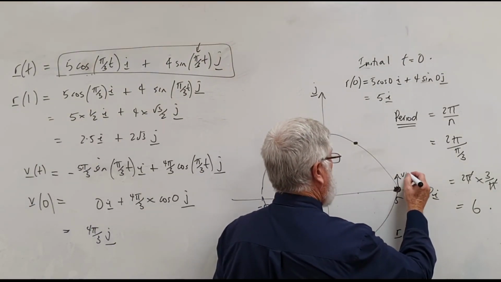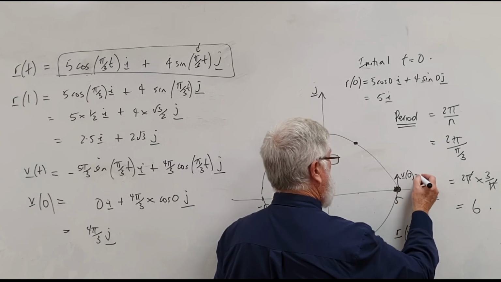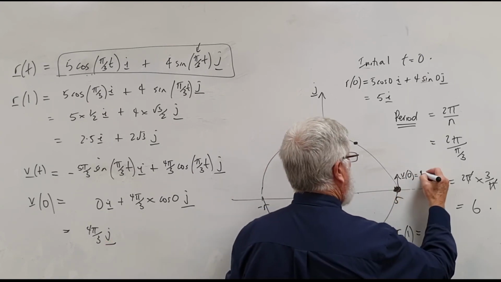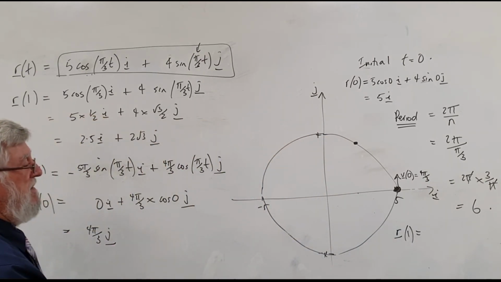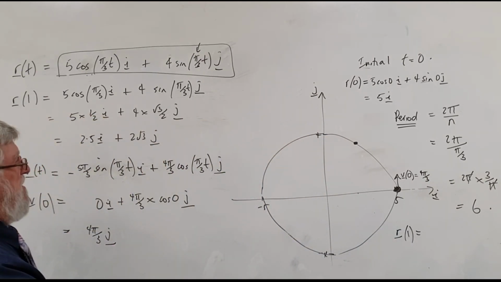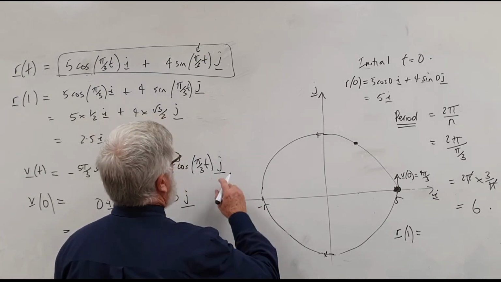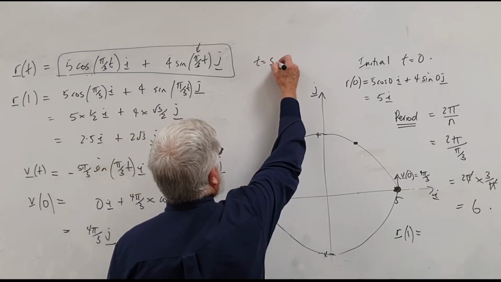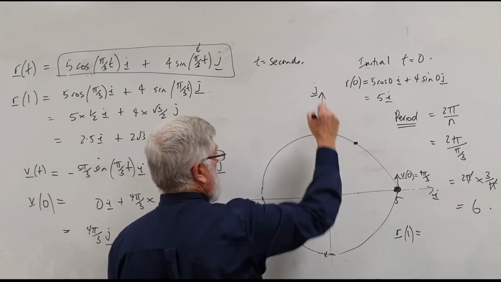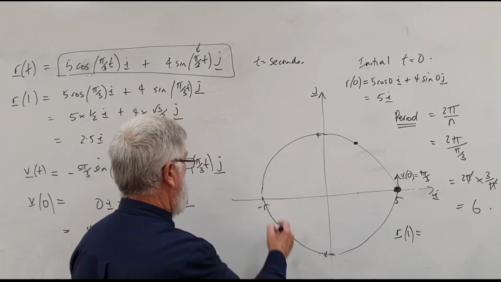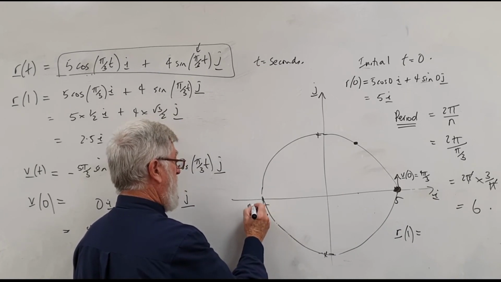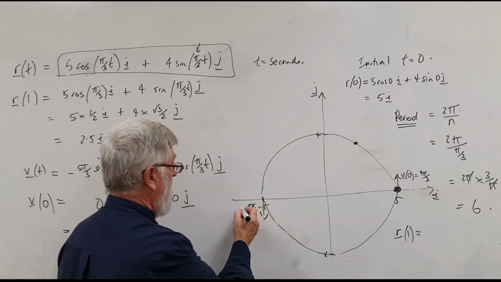So the velocity at time 0 is 4 pi on 3j. So it has to be going that way. Where would it be after 6? Let's say it's seconds. So we're talking about t or seconds. Where is it after 6 seconds? Back at where it started. Where is it after 3 seconds? Halfway. Doing 4 pi on 3. Negative.